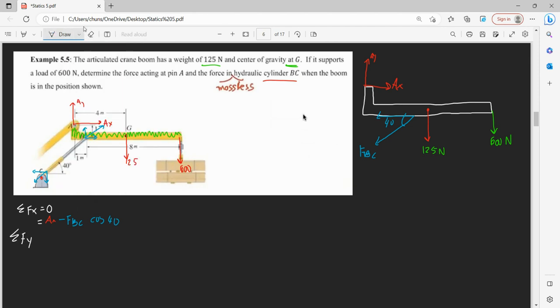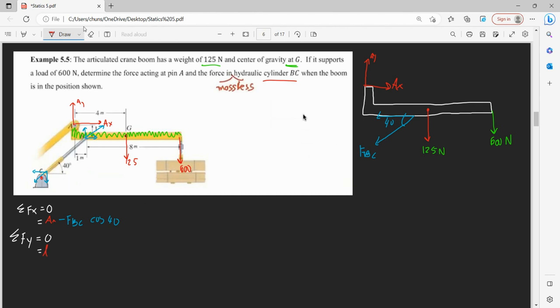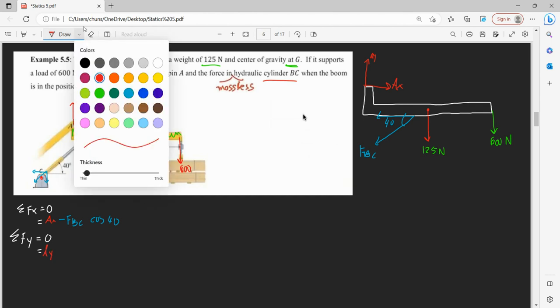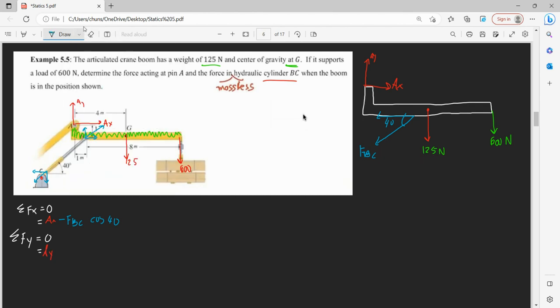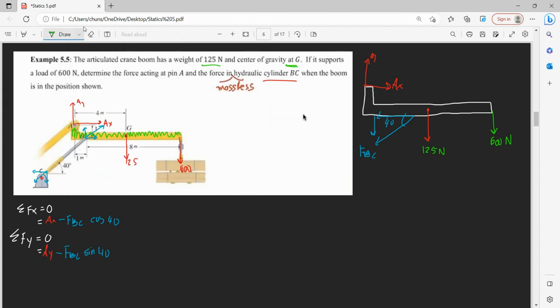Right, and then we have FY sum. So we're going to start with a y in our positive direction. FBC has a negative y component, so that's minus FBC sine 40. And we have our loads and gravity. So this is 125 newtons and minus 600 newtons.